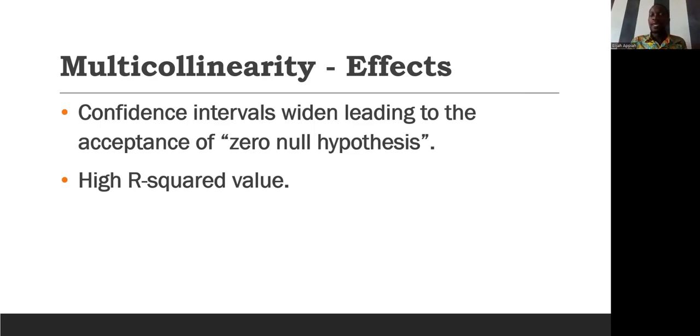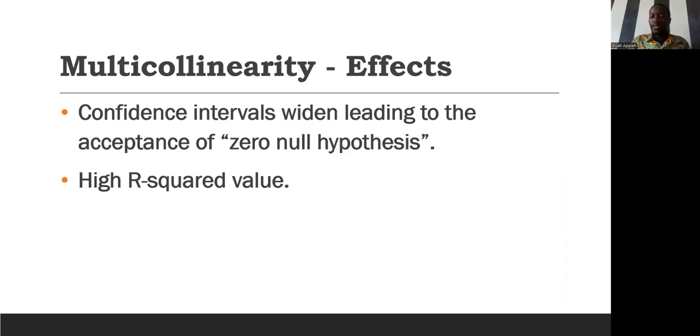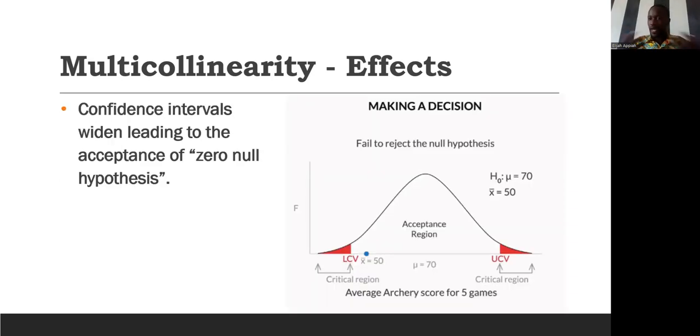Or we can say that it is simply describing how much variation in the dependent variable is being explained by the variation in the independent variable. So a very high R squared value means that's a really good fit. However, multicollinearity can result in you having a very high R squared value. And so do not be happy when your R squared value is very high, because it may be due to multicollinearity.